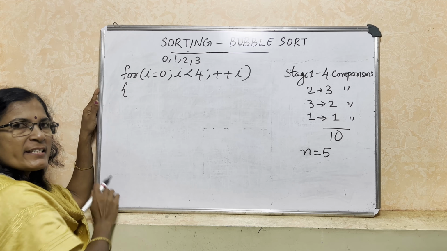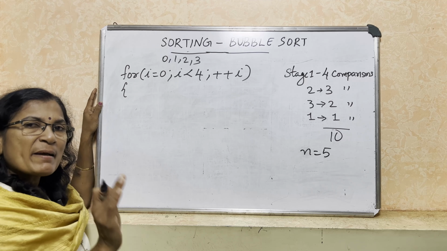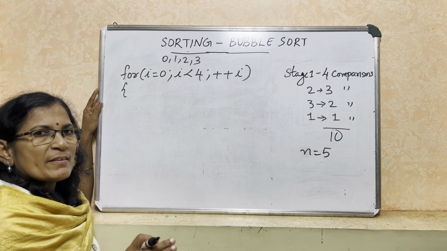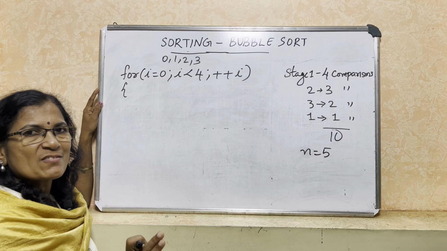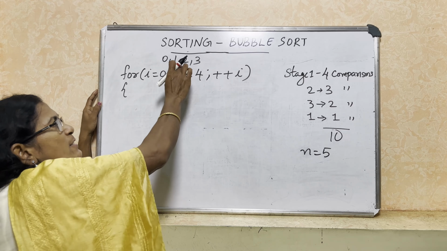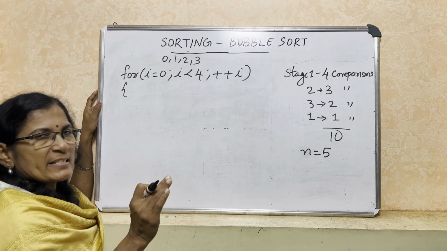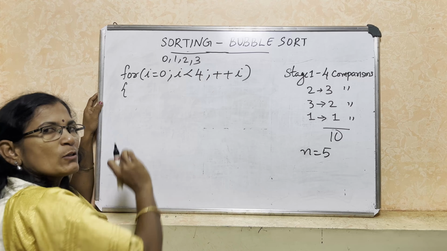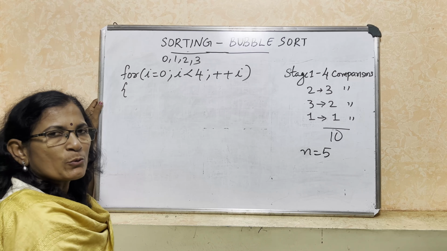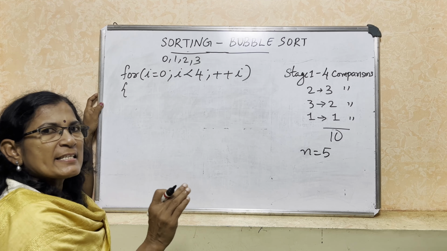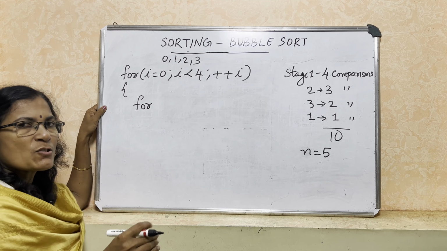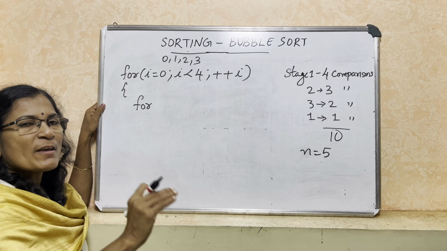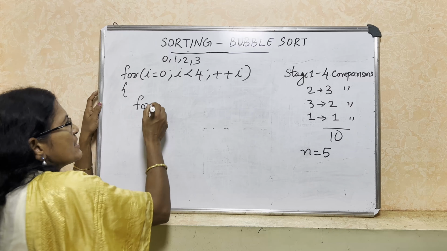When the value of I is equal to 0, 4 comparisons we have to do. When the value of I is equal to 1, 3 comparisons. When I is equal to 2, 2 comparisons. When I is equal to 3, 1 comparison we have to do. So the inner loop should be set in such a way that the number of comparisons gets reduced as we move from one stage to the next stage.